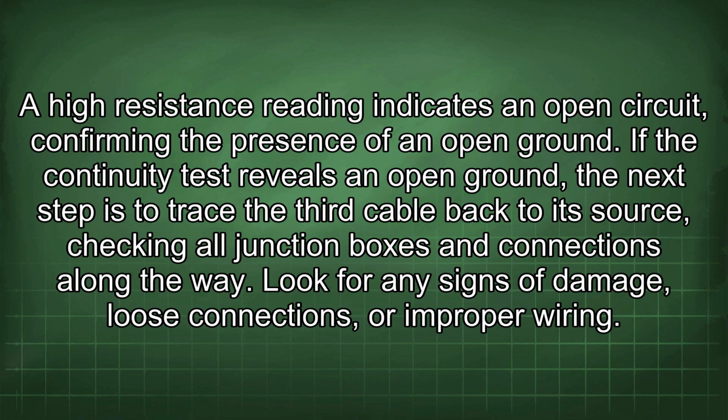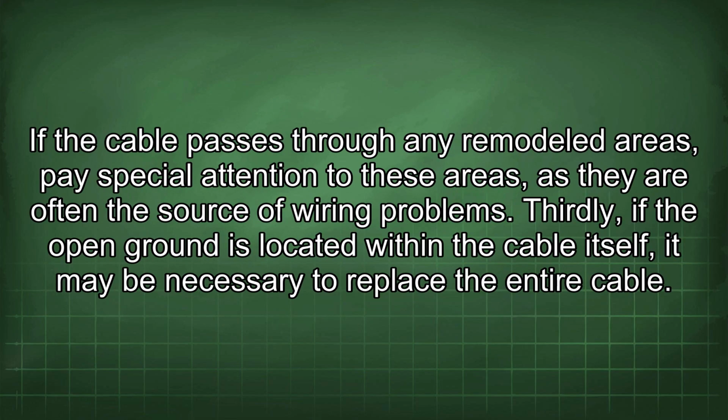If the continuity test reveals an open ground, the next step is to trace the third cable back to its source, checking all junction boxes and connections along the way. Look for any signs of damage, loose connections, or improper wiring. If the cable passes through any remodeled areas, pay special attention to these areas, as they are often the source of wiring problems.